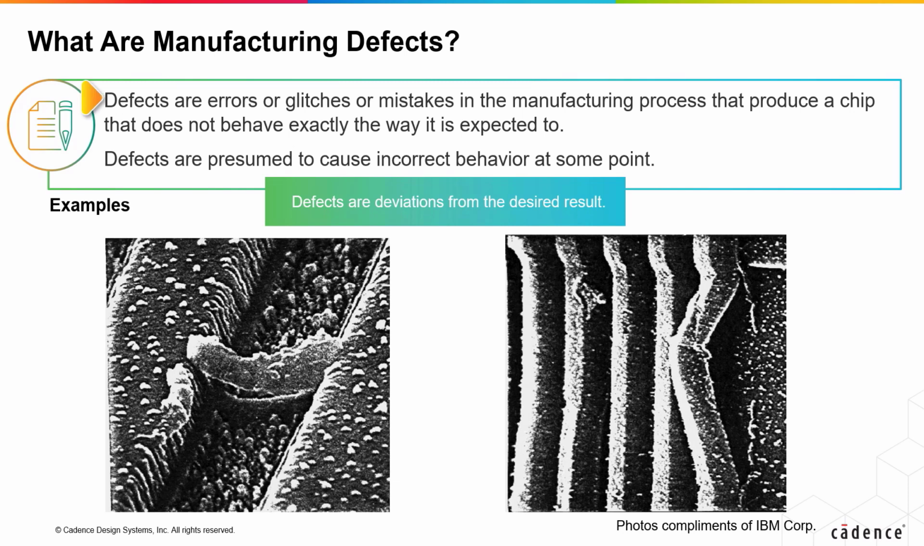Defects are errors or glitches or mistakes in the manufacturing process that produce a chip that does not behave exactly the way it is expected to. Defects are presumed to cause incorrect behavior later if not immediately, and therefore must be rejected. For example, in the picture on the left, there is some extra metal shorting two metal traces. In the picture on the right, a metal trace has become detached from the substrate and buckled.